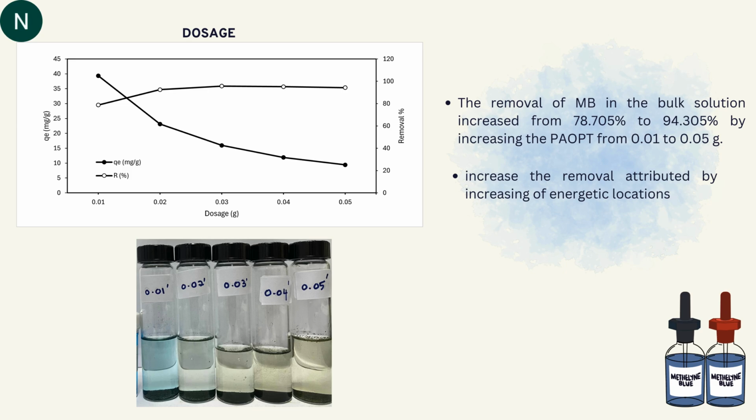So for the next parameter, which is dosage, the removal of MB in the bulk solution increased from 78% to 94% by increasing PaOPT from 0.01 gram to 0.05 gram. The reason why the removal of MB increased is because the energetic locations or surface of PaOPT increase as the dosage increases. So the MB has more surface to attach to on the PaOPT.